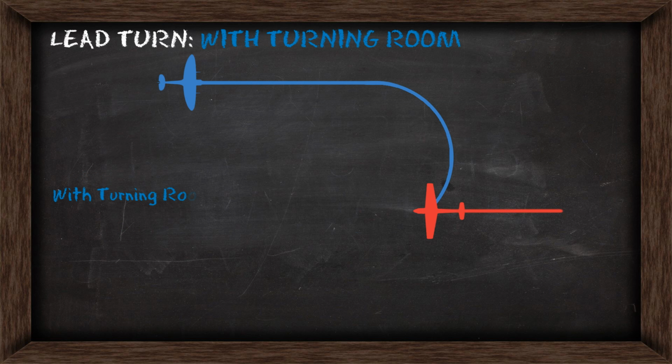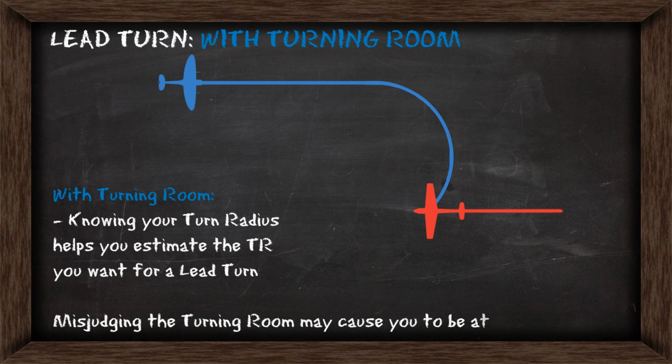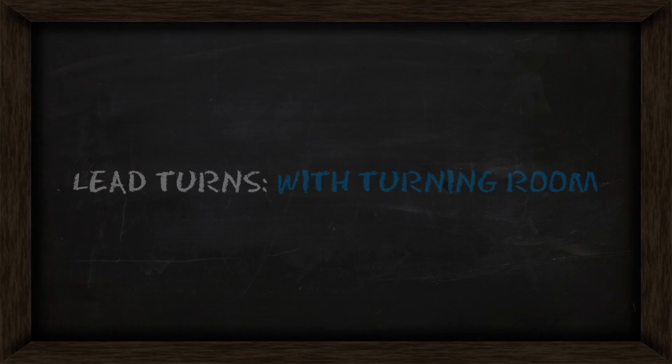If you're performing a lead turn with turning room, it's important to understand what your turn radius will be based on your performance, because this helps you estimate the amount of turning room you need to perform the lead turn. If you misjudge the amount of turning room that's required, this may cause you to be at a disadvantage. So now we'll look at some examples of performing a lead turn using turning room.